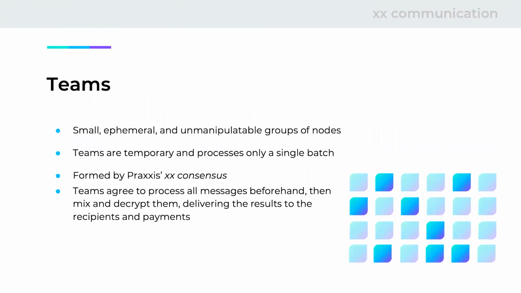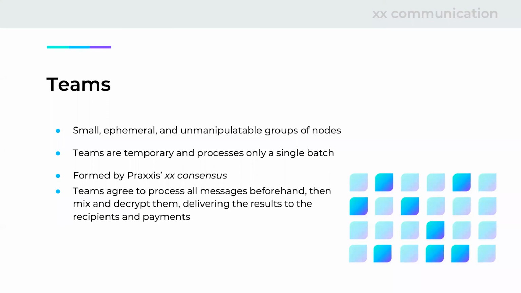Within the XX network, what's actually going to happen is that there'll be many teams, and teams will be ephemerally formed. Let's say 8 nodes will come together. They will do a single pre-computation, then process the real time, and then they will disband to join more teams. So teams are temporary. They only process a single batch at a time, and they are formed through XX consensus as part of the same fundamental protocols that select endorsers or BPs.